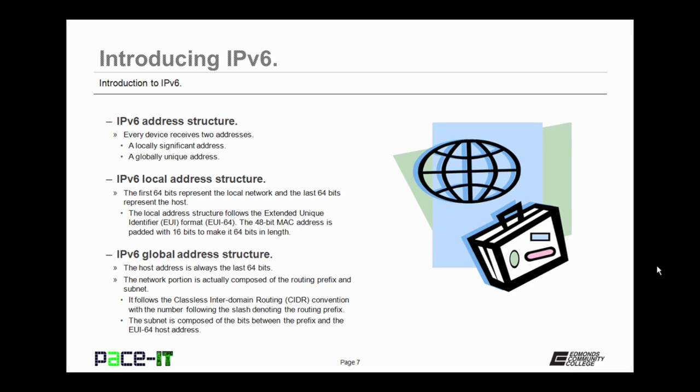Now, IPv6's global address structure is similar to the local structure. The host address is always the last 64 bits and follows the EUI-64 number. The network portion is actually composed of the routing prefix and the subnet for the network. It follows the CIDR convention, the classless interdomain routing convention, with the number following the slash denoting the routing prefix. The subnet is composed of the bits between the prefix and the EUI-64 host address.